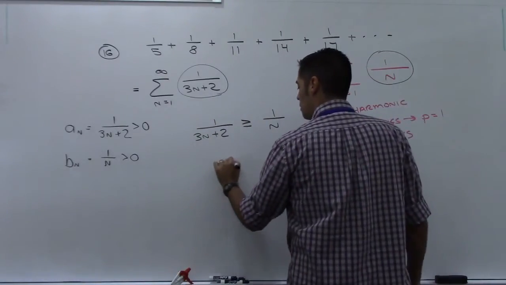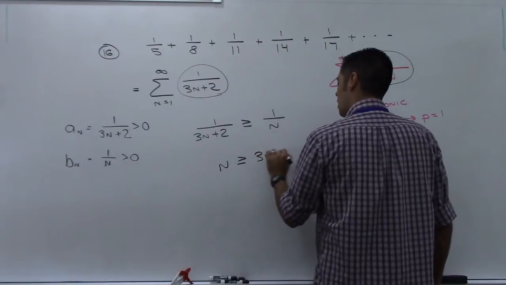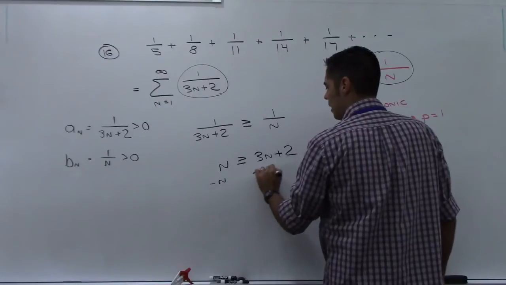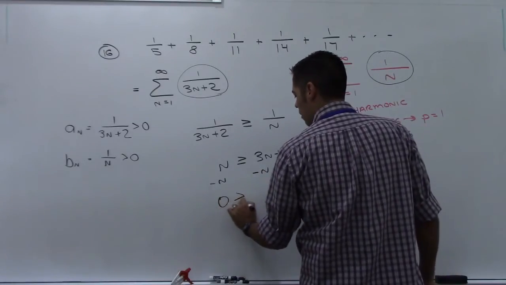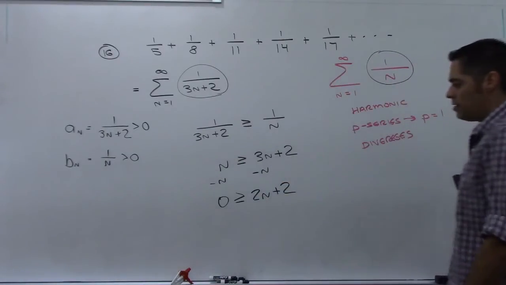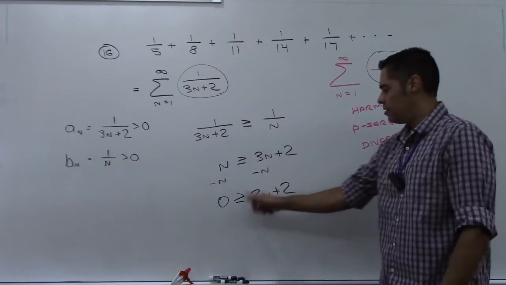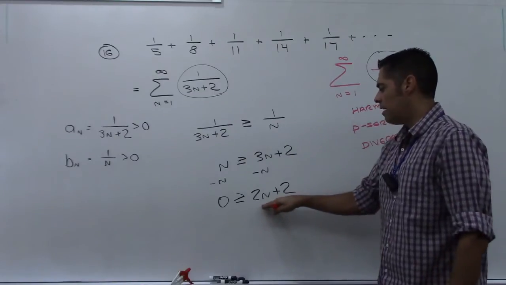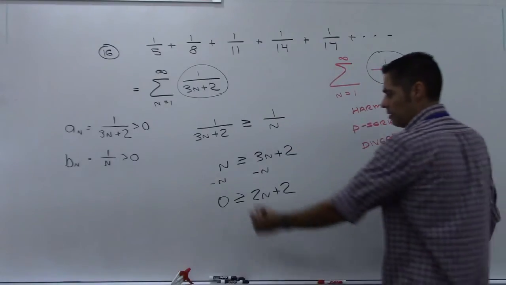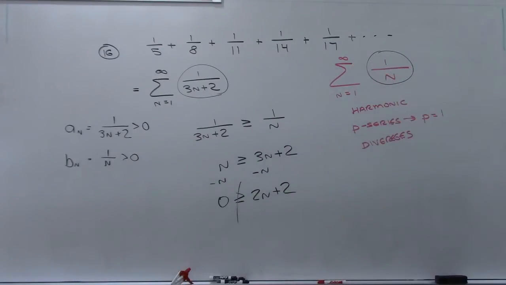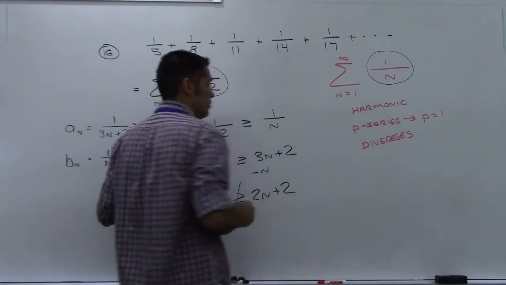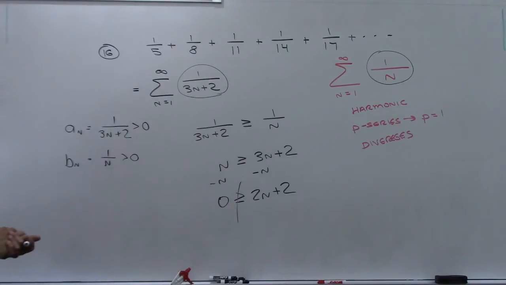When I do my cross multiplication thing, I get this, and then something bad happens. Watch. If I subtract n, I get 0 greater than or equal to 2n plus 2, and that is not true. If n is 1, this isn't true. If n is 2, it's not true. These are never going to be below 0 or equal to 0. So I've hit a catastrophe here. This is not working. I mean, we know this diverges. We know it does. But this comparison that I used, for some reason, did not seem to work out here.